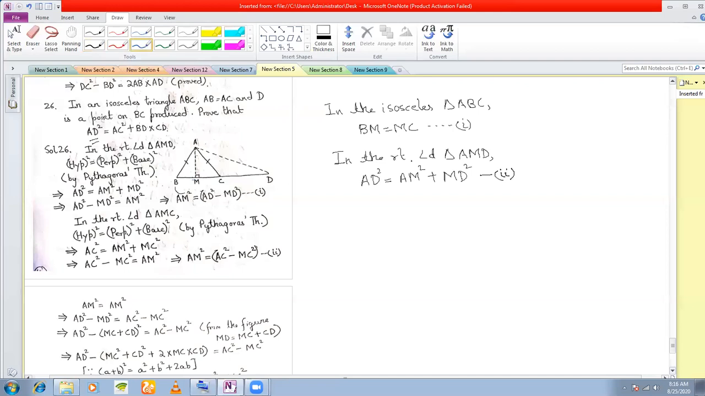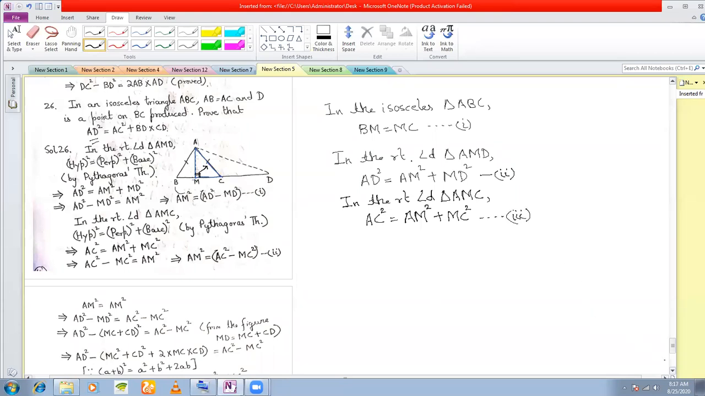Now I'm going to consider this right angle triangle, this blue one, AMC. So in the right angle triangle AMC, which one is the hypotenuse here? This is the right angle. Opposite to this must be your hypotenuse. So AC square is equal to AM square plus MC square. Call this number 3.